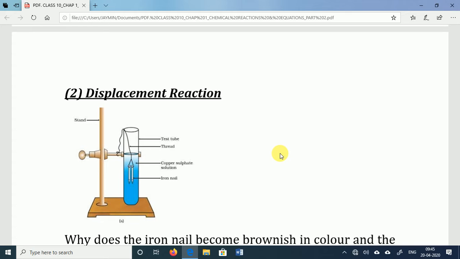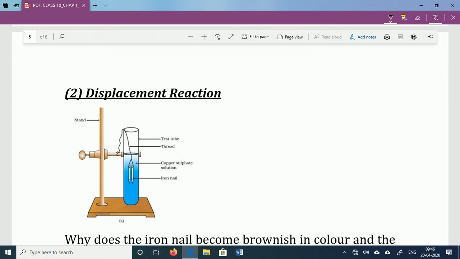Now we continue with our chapter 1. In chapter 1, in the last lecture, we discussed the types of chemical reactions, right? Different chemical reactions: first the decomposition reactions, later combination reactions, displacement reaction, double displacement reaction, and oxidation reactions. The combination and decomposition reactions were already discussed in our last lecture. Today our target is to complete the remaining 3 reactions: displacement reaction, double displacement reaction and oxidation reaction.